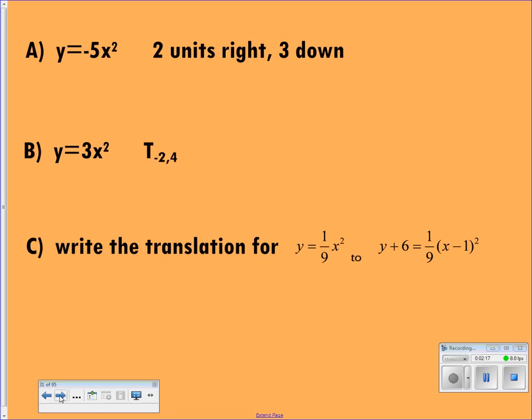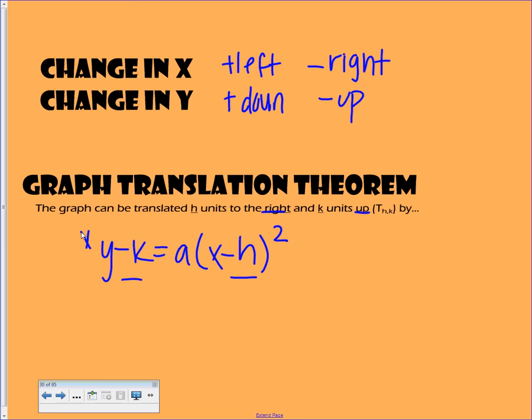Example A says, take this parabola, y equals -5x squared, and shift it 2 to the right and 3 down. Where I start on all these is I'm going to have y minus something equals, and then I've got my -5, and then in parentheses x minus something squared. So this is your general formula if we're going to shift it. So y minus something, x minus something, because that's what the formula that we just wrote down said.